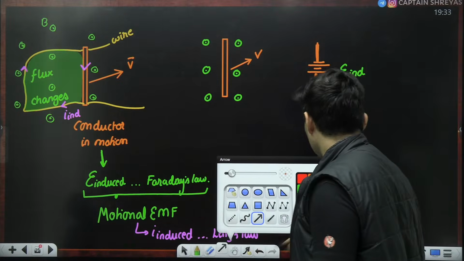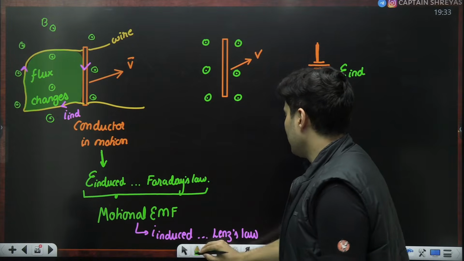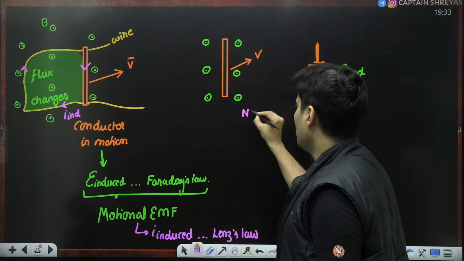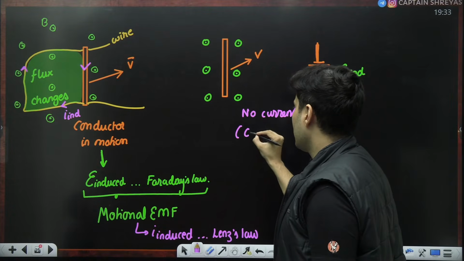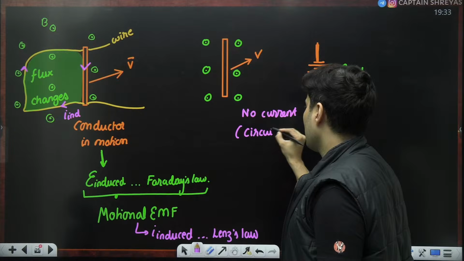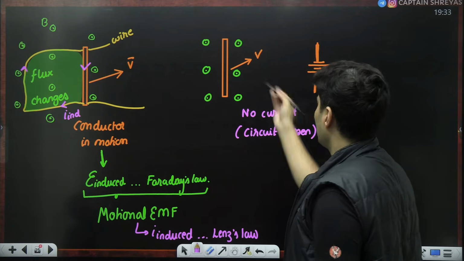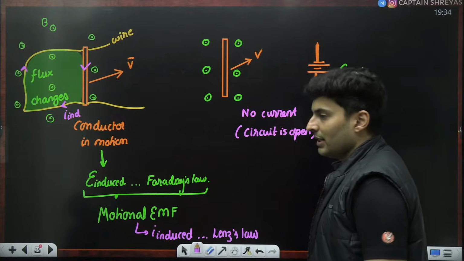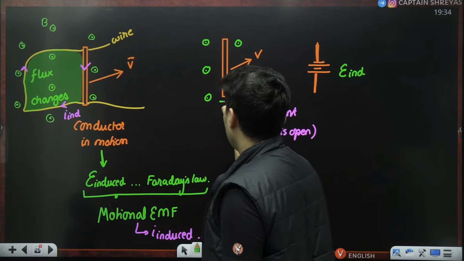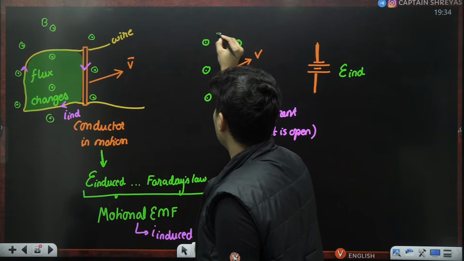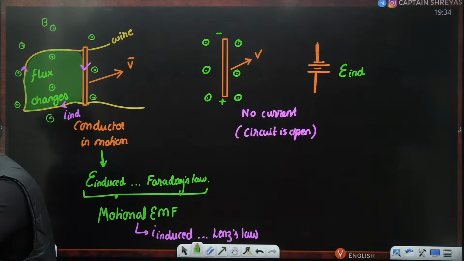So this will not have current. There will be no current in this case, because the circuit is not complete. The circuit is basically open in nature. That's why there is no current, but EMF is definitely there. So this part of the rod will probably behave positive, this part will behave negative. Just imagine an imaginary circuit and you will get it.